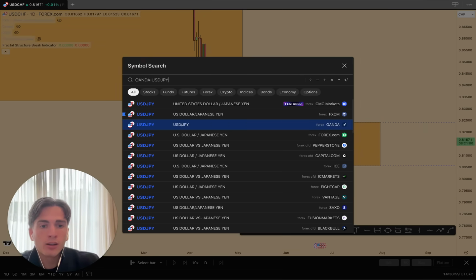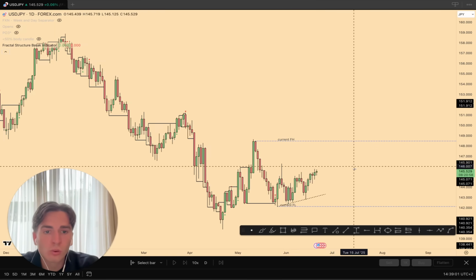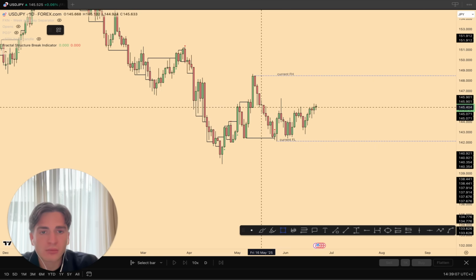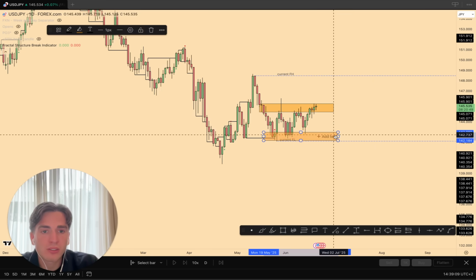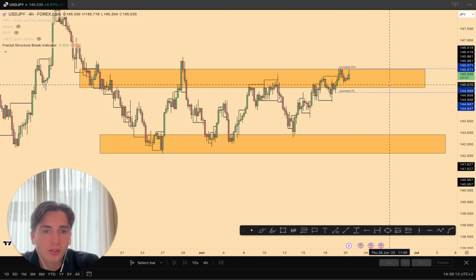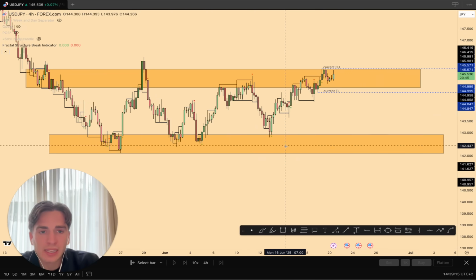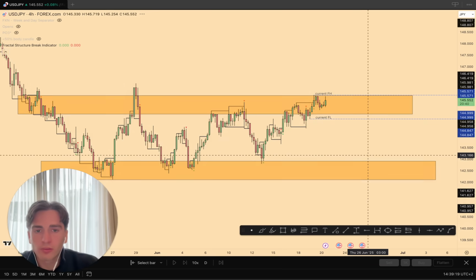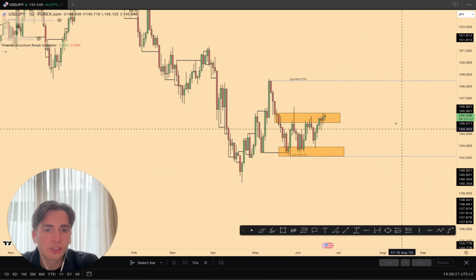Dollar yen, I'm looking for some shorts maybe in the near future, but at the same time, it just keeps pushing up higher. It's not a very clean pair. Again, kind of ranging over here. So I'll be waiting for some more momentum to come into this. It could drop at any moment, but at the same time, it could also fly. I don't really like what I'm seeing here. So no clear direction for me, just consolidating.